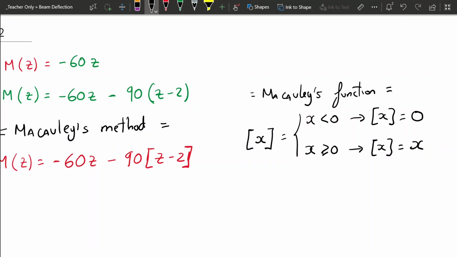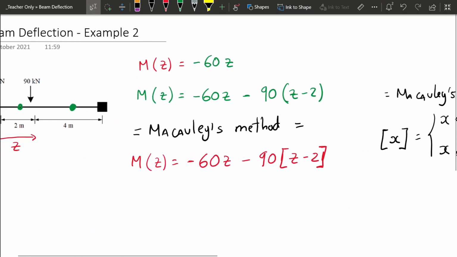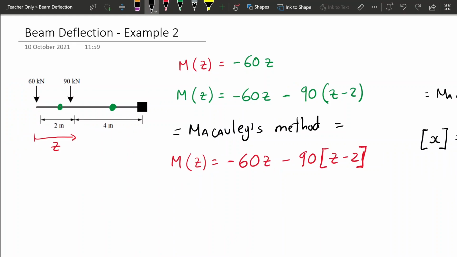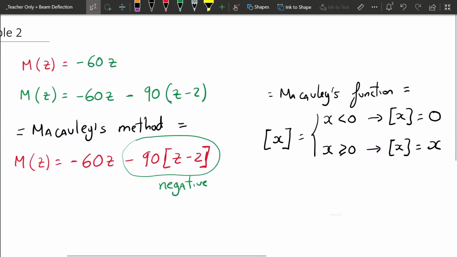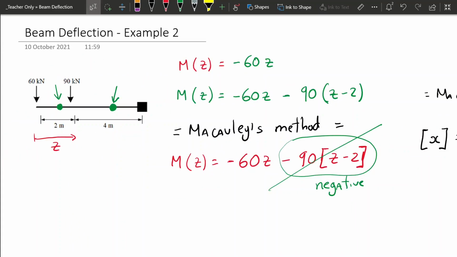So what's the trick here? What we're trying to say is if z is bigger than 2, we're talking about this second green point here, then z minus 2 is going to be a positive number, so we take this part of the equation into consideration. While if we're thinking about this first green dot, when z is less than 2, this part here is negative. And the Macaulay's function only says that if what's inside is negative, we take it to be 0. So this is just a little trick for us to consider that the load of 90 only acts when z is greater than 2.